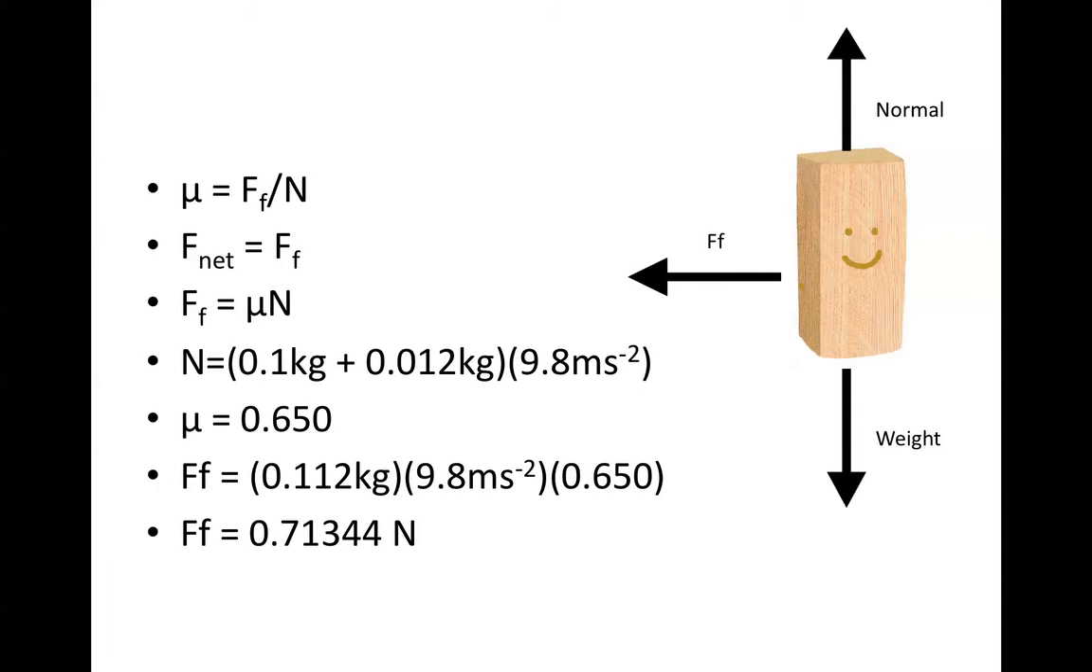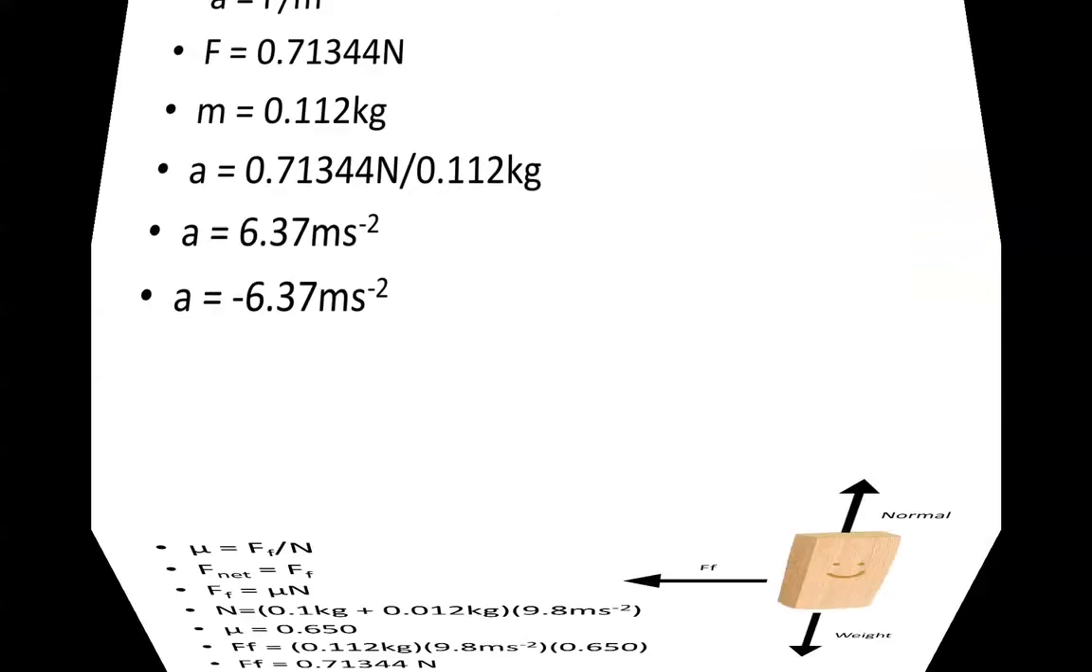It is important to realize that when the bullet hits the wood, it is going to be embedded in the wood, and thus we must add the two masses together. We know that the coefficient of friction is 0.650, and that the force of friction is going to be 0.112 kilograms times 9.8 meters per second squared times 0.650. We can solve this and find that the force of friction is 0.71344 newtons.